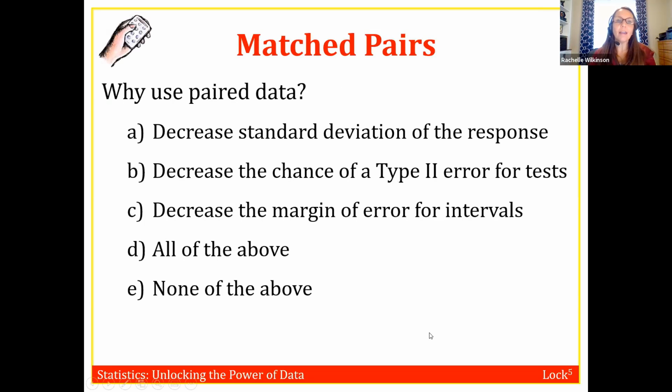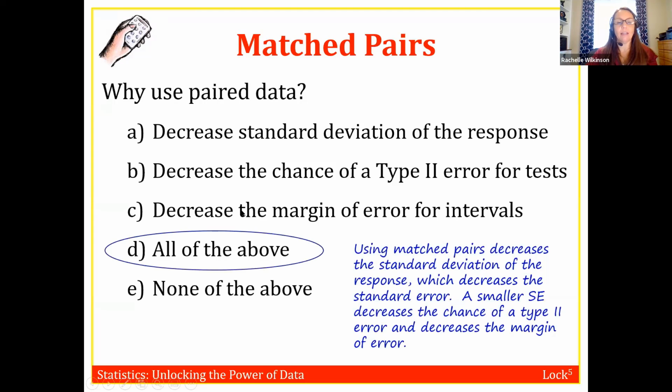So why do we want to use paired data? Why would we do a matched pairs design? And the answer is all of these things. Using paired data decreases the standard deviation of the response. It's going to decrease the chance of a type 2 error for our test, and it's going to decrease the margin of error for confidence intervals.